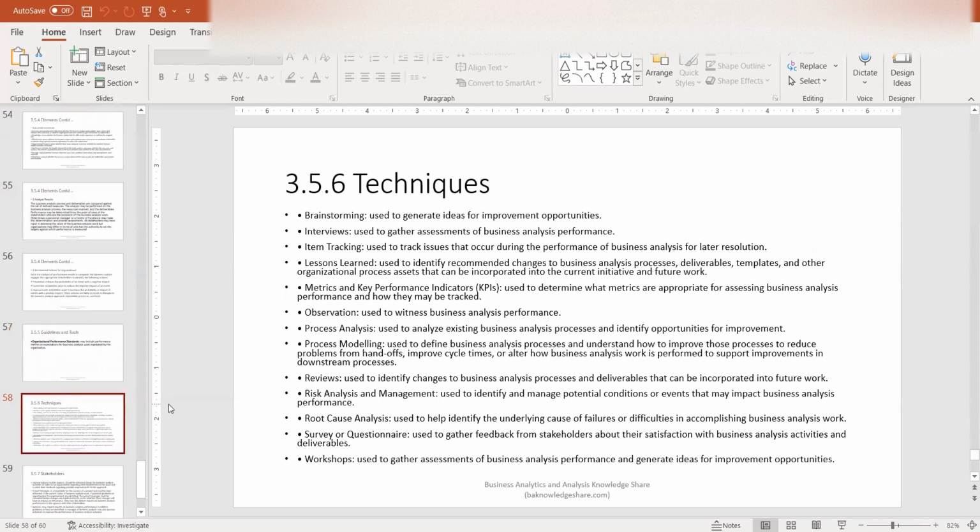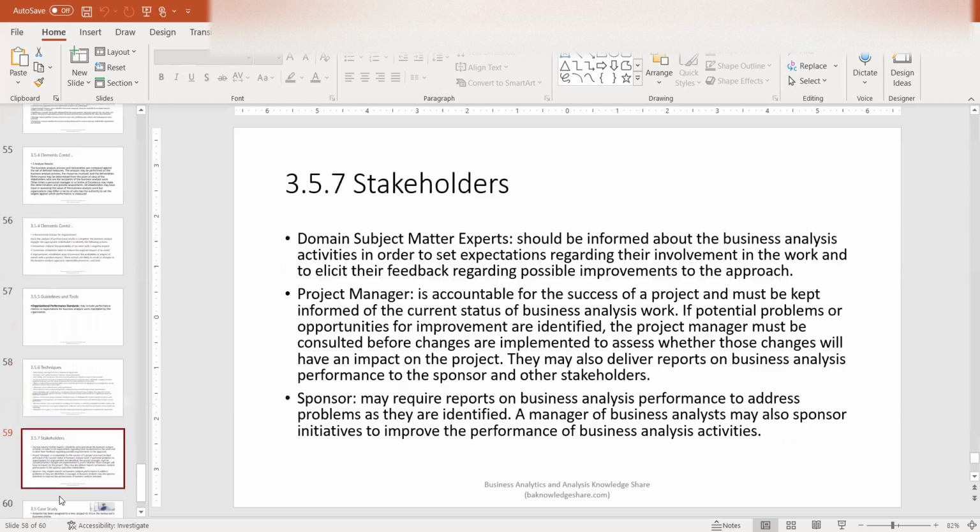Some techniques used here are brainstorming, interviews, item tracking, lessons learned, metrics, and key performance indicators. Some may want to observe her work. Process analysis is used to analyze existing business analysis processes and identify opportunities for improvement. Process modeling, reviews, risk analysis, root cause analysis, survey questionnaires, as well as workshops.